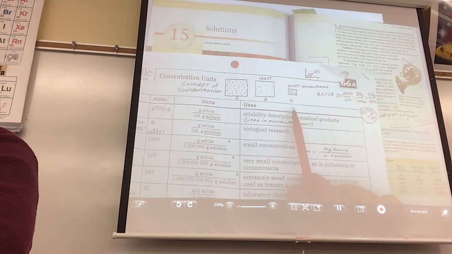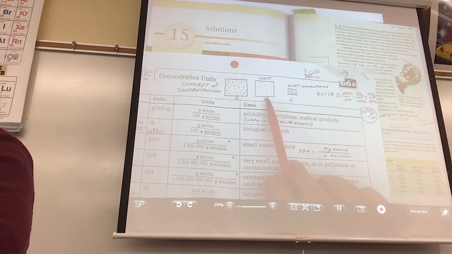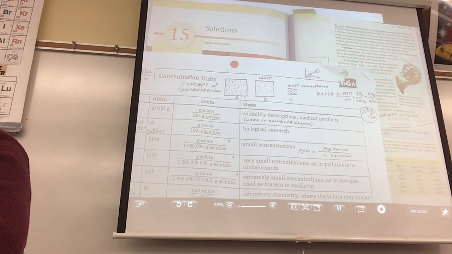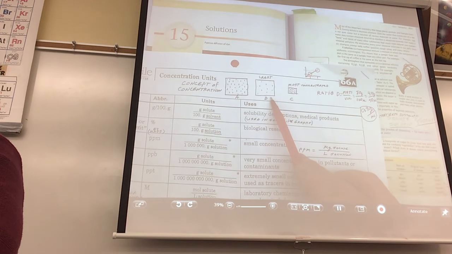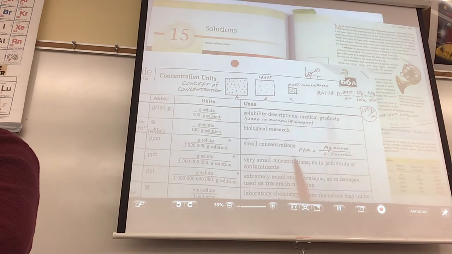All right, so guess what? Any amount of that is more concentrated than any amount of that. Give me 1 drop of that and a swimming pool of that. Which one's more concentrated? This one. Now, if I ask you which one has more chemicals in it, the swimming pool. But which one's more concentrated? This. All right, so that's number 1.